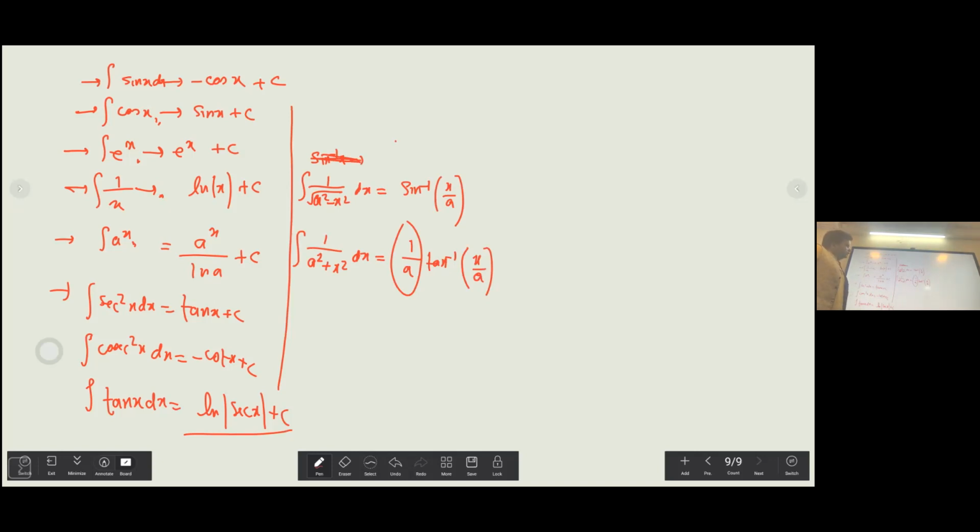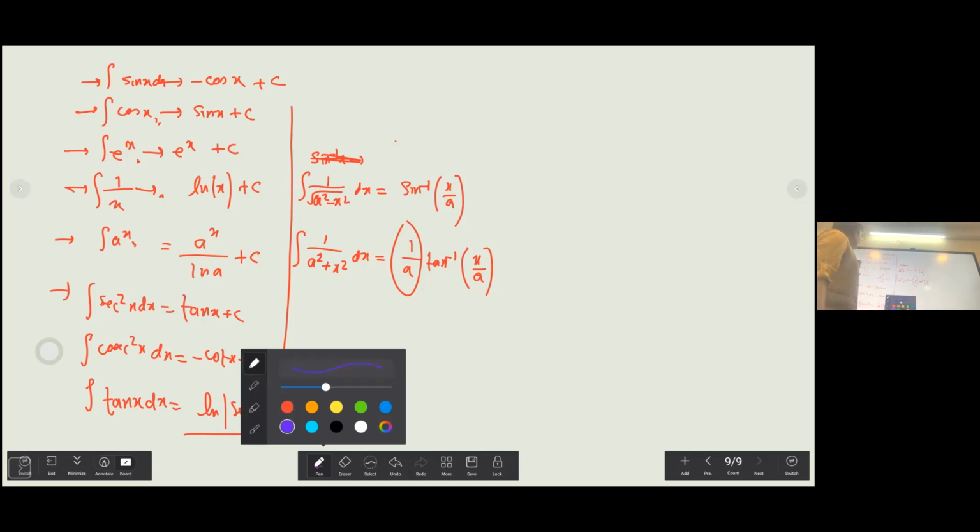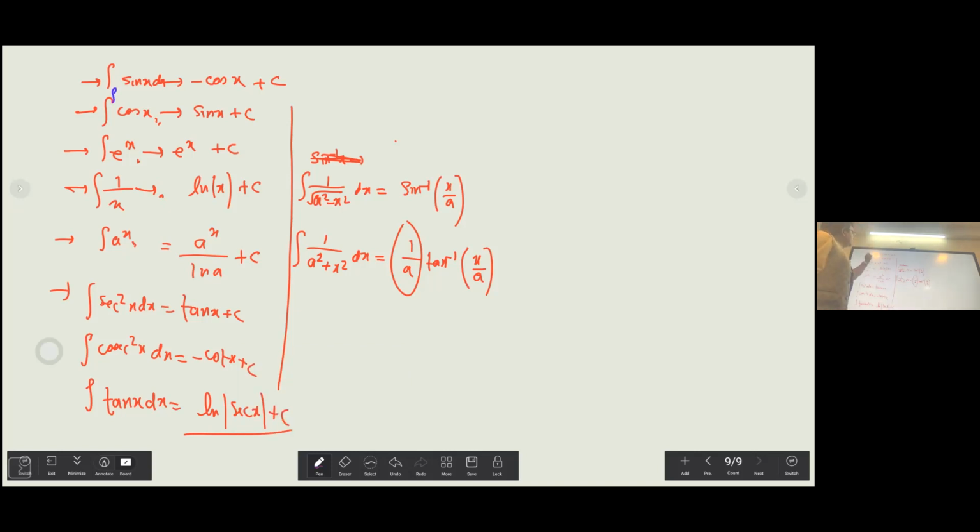Remember that these formulas apply wherever you replace x with a linear function. What do I mean by that? Suppose instead of sine x, I'm integrating sine of ax plus b. Integration of sine of ax plus b, you're going to write down negative cos of ax plus b upon the coefficient of x, which is a. So anywhere you notice that, it is applicable.